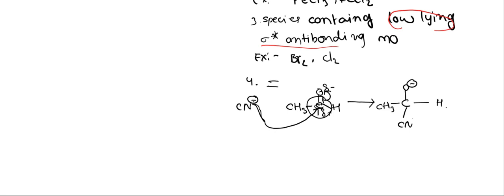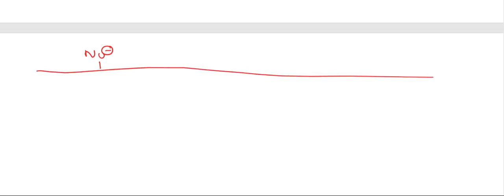And let us see the nucleophile case. Nucleophile we generally represent with Nu minus, and this is classified into 4 types basically. The first one is a negative charge containing species. As we have seen, CN minus is a negative charge containing species. And the second type is organometallic compounds.